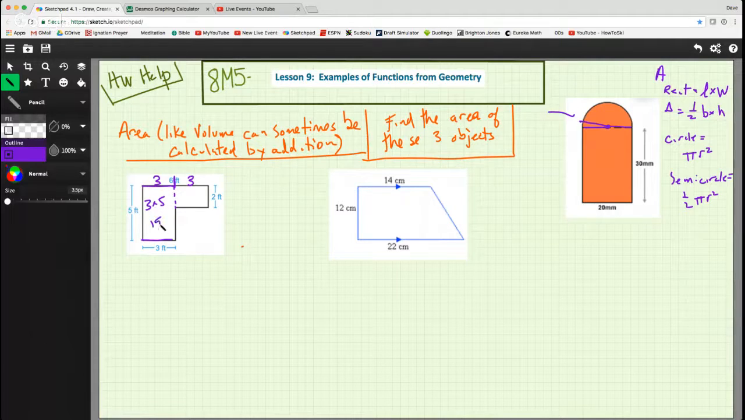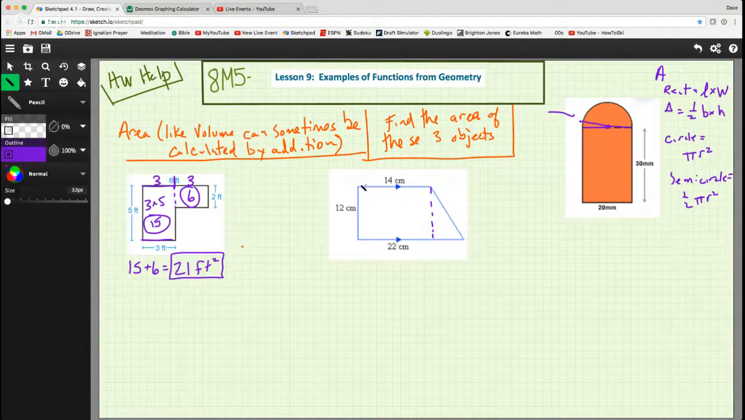So this one's 15, and this one's 3 by 2, so this one's 6. So we have 15 plus 6 equals 21 square feet. And you'll get a lot of problems like this. Again, you were doing these kinds of problems in 7th grade, and the same with this kind here. So here I'm going to cut it like this.